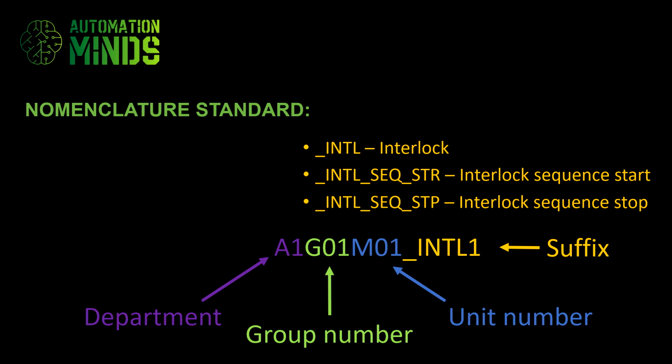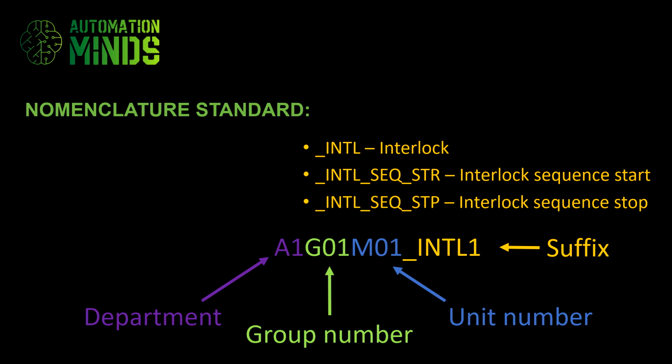Let's say we want to create an interlock for a motor with the code A1G01M01. The name would be A1G01M01_INTL, where A1G01M01 refers to the motor. INTL is a suffix indicating this is an interlock. We can use different suffixes for various types of interlocks.